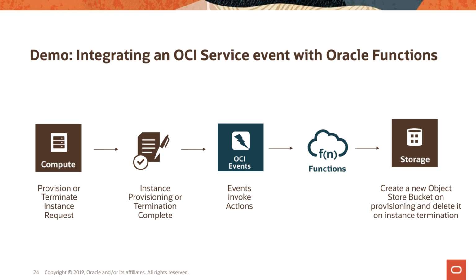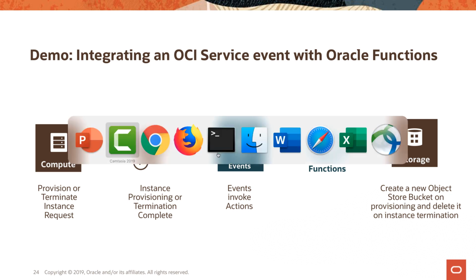When this instance comes up, it's going to invoke the function, and this function is actually going to create a new object storage bucket in OCI. This bucket can be used for things like putting the logs for applications running on that OCI instance. And when you terminate that instance, the function is going to get invoked again, and it's then going to delete the object storage bucket that was created. Just an example that highlights the automation piece.